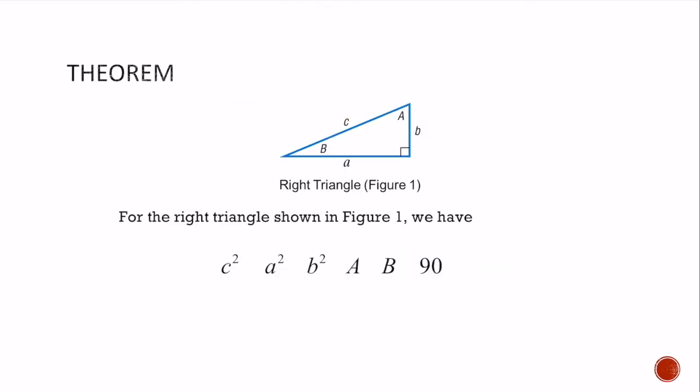So we have another theorem that says for the right triangle shown, c squared is a squared plus b squared, so the Pythagorean theorem, and that the two angles A and B have to add up to 90 degrees. And that makes sense, right? Because all the angles of a triangle add up to 180 degrees.